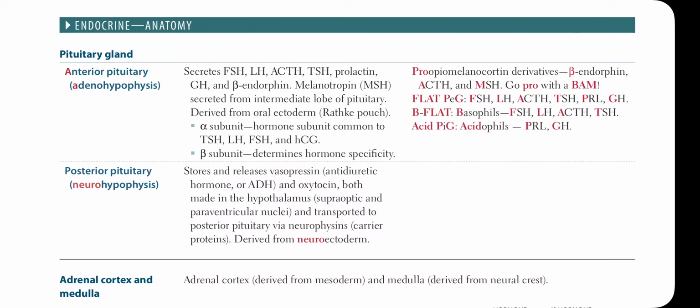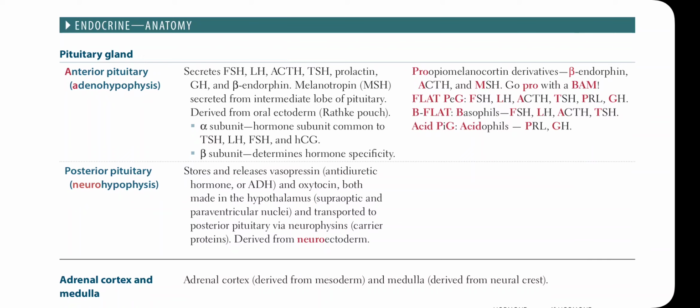Then GoPro with BAM, which is the pro-opiomelanocortin derivatives, which is BAM, beta endorphins, A for ACTH, M for MSH. Then flat peg, which is the FSH, LH, ACTH, then TSH, and PEG is prolactin and growth hormone. Then B flat, this is the basophils, which is FSH, LH, ACTH, TSH, and acidophils is the acid pig, which is prolactin and growth hormone.